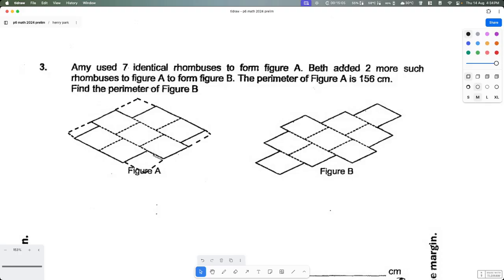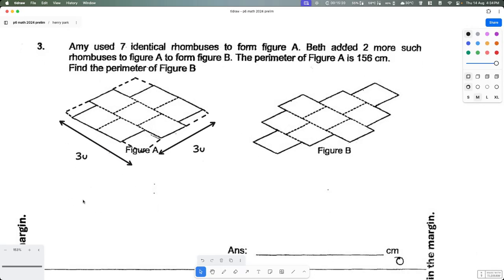Okay, so that means this will be rhombuses. So this will be 3 units, and then this will be 3 units as well. 3 units and 3 units. So in a way, the perimeter of figure A. That means figure A perimeter in units is equal to 3 units times 4, which is 12 units. So 12 units is equal to 156.